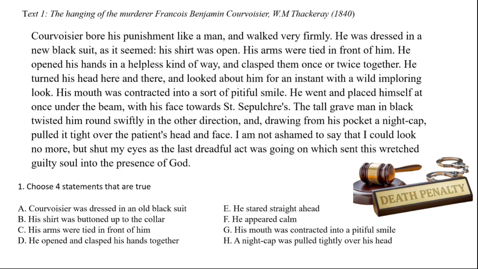Courvoisier bore his punishment like a man and walked very firmly. He was dressed in a new black suit, as it seemed. His shirt was open. His arms were tied in front of him. He opened his hands in a helpless kind of way and clasped them once or twice together. He turned his head here and there and looked about him for an instant with a wild, imploring look. His mouth was contracted into a sort of pitiful smile.